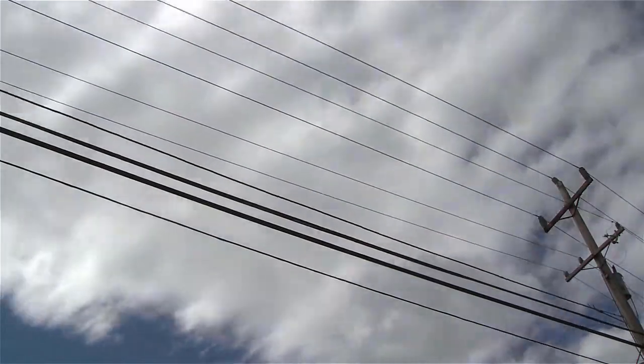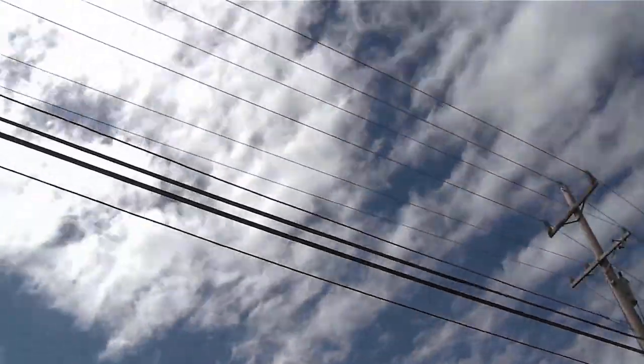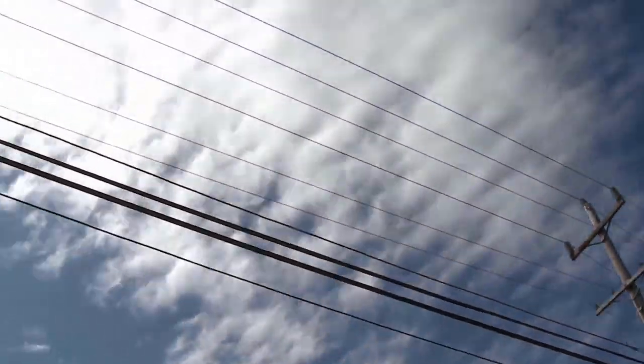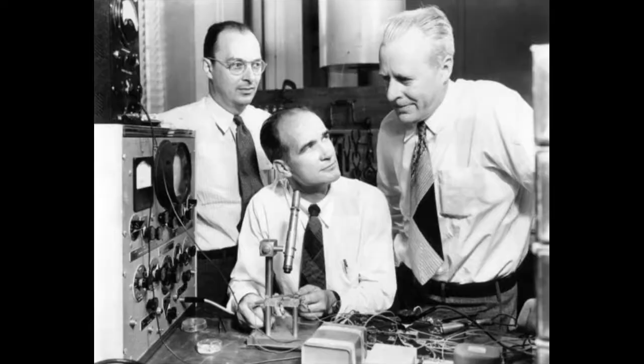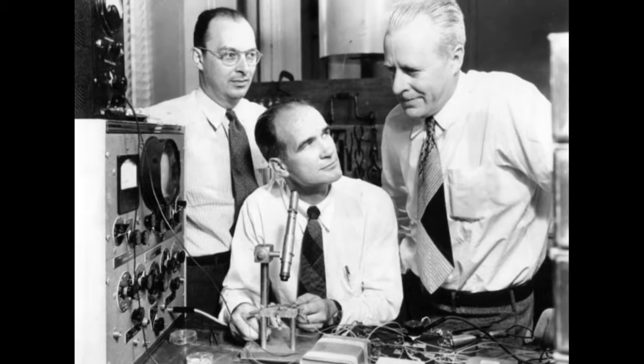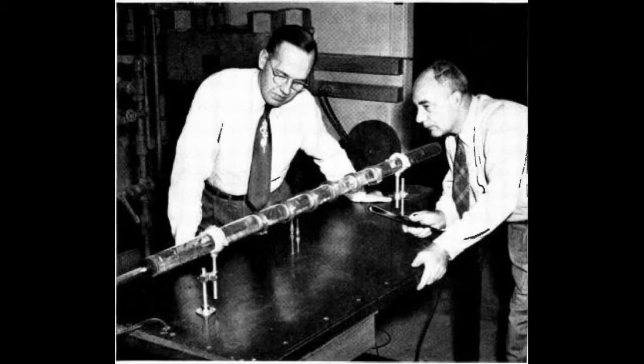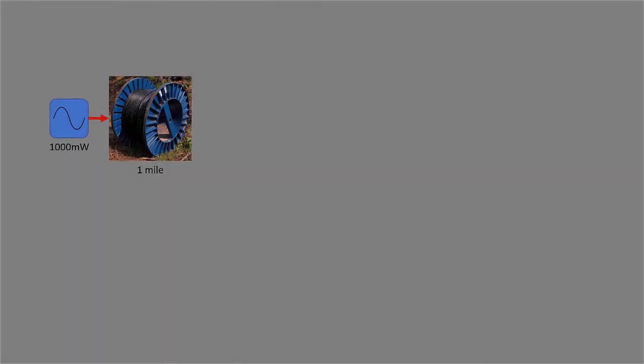In the early days of telephone and telegraph, there was no standard for measuring and expressing signal loss over the length of a cable. Sometime in the early 1920s, a group of engineers from Bell Laboratories addressed this need by performing some tests. First, they introduced a 1,000 milliwatt signal onto a 1 mile reel of telephone cable, then measured the loss at the other end.